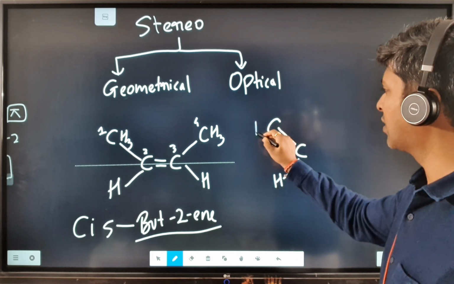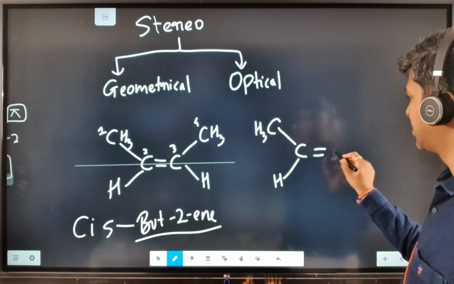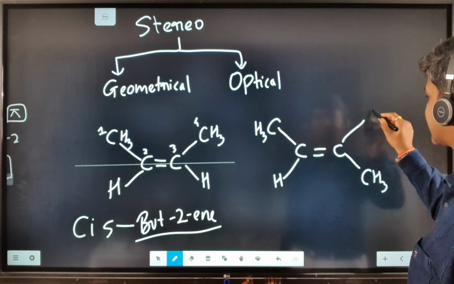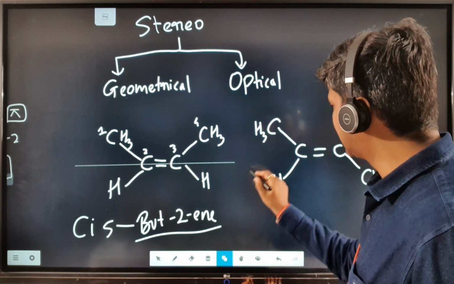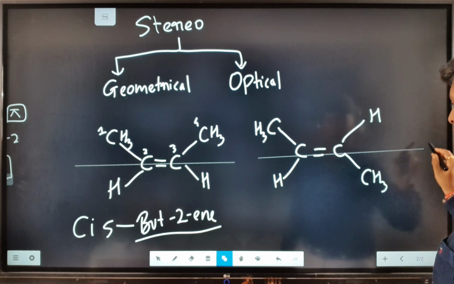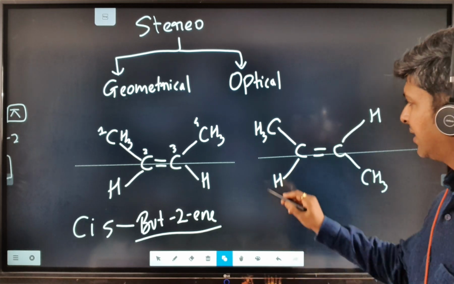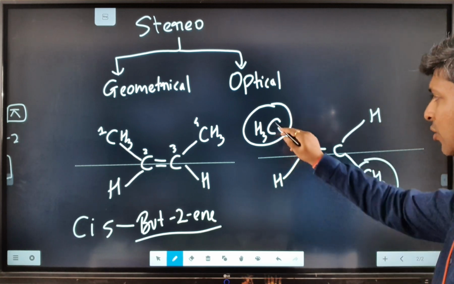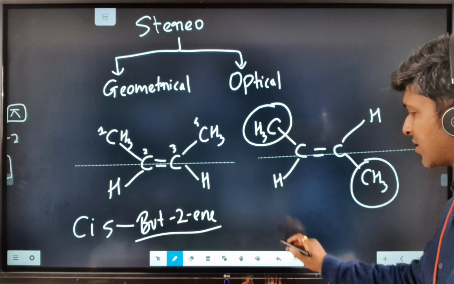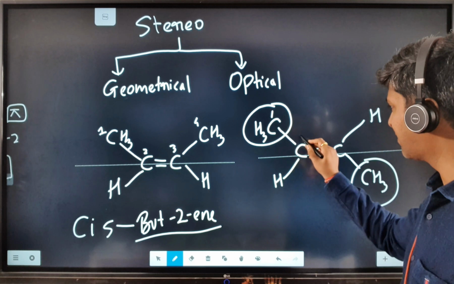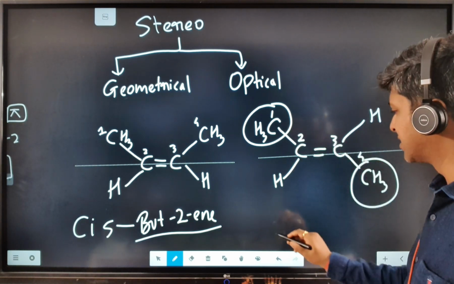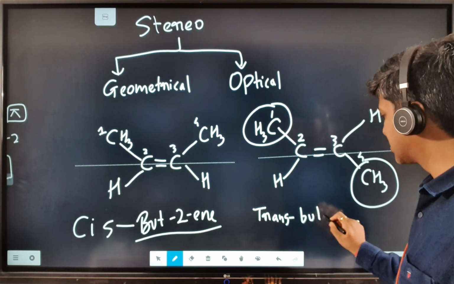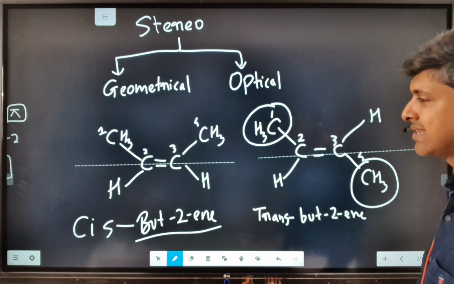Trans is what? Have a look over here. CH3, C double bond C, CH3. The CH3 will come down and the other CH3 will go up over here. So let me draw the dotted line in between here also. An imaginary dotted line, and you can see that here we have the CH3 groups, the similar groups, on the opposite sides. 1, 2, 3, 4. So this is trans butene. This is also butene, but it is trans, because the similar groups are on the opposite sides.